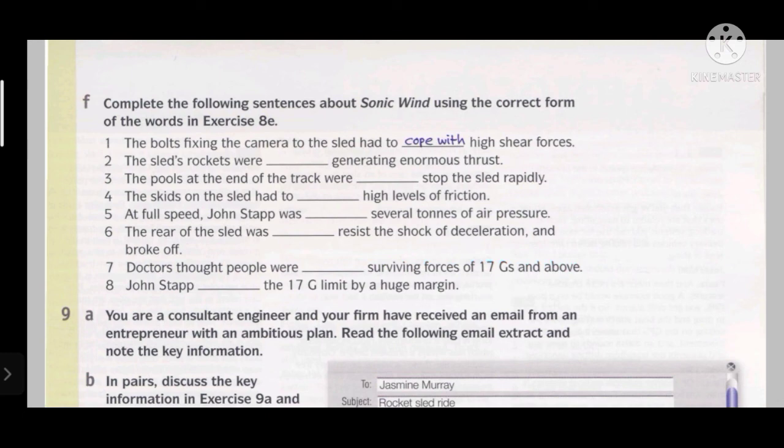Doctors thought people were incapable of surviving forces of 17 Gs and above. 8. John Stapp blank the 17 G limit by a huge margin.